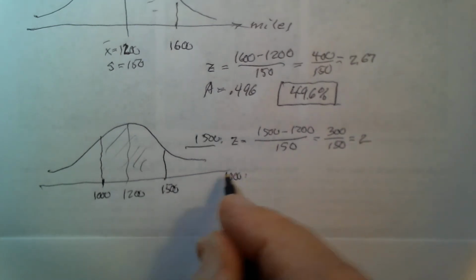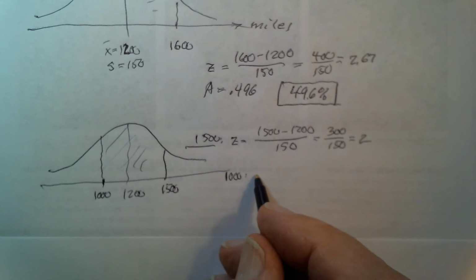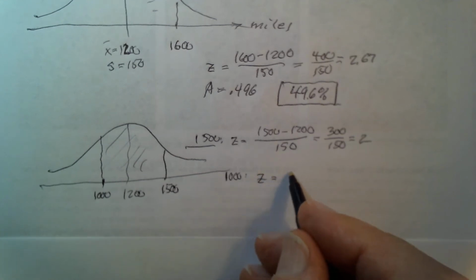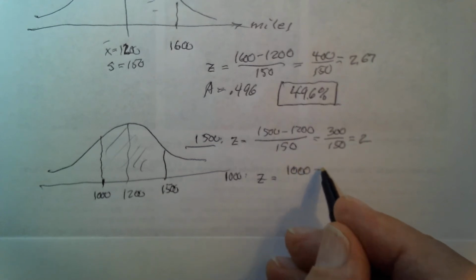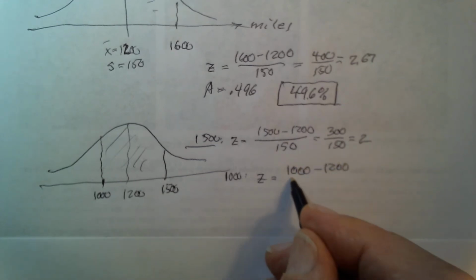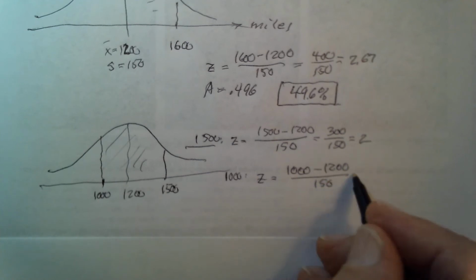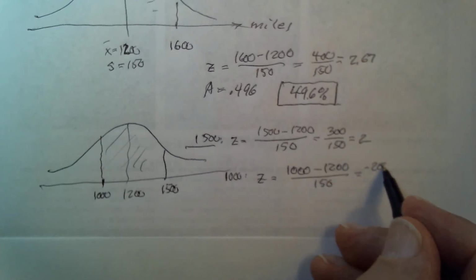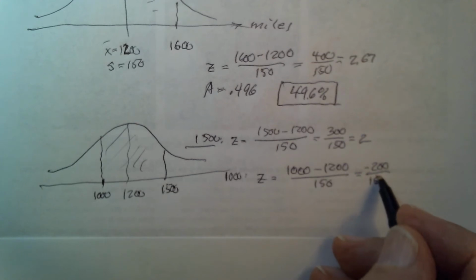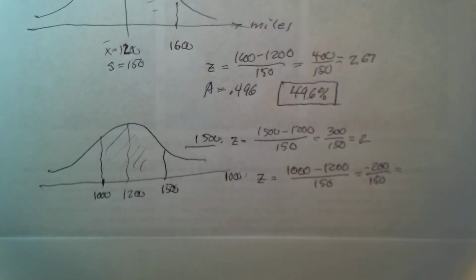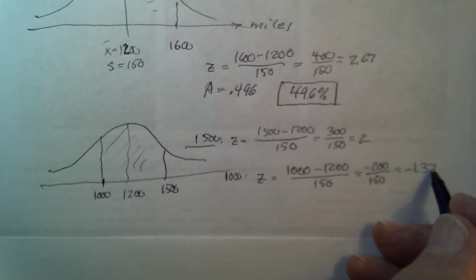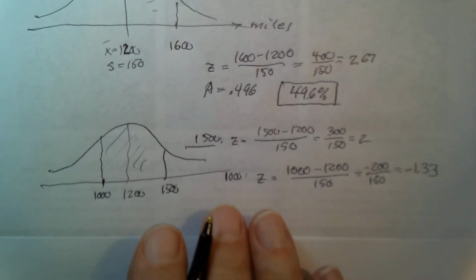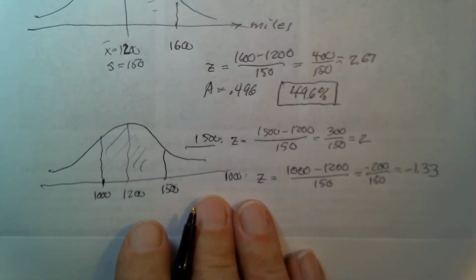And for the other data value of 1,000, the z-score is equal to 1,000 minus 1,200 divided by 150. So that's minus 200 divided by 150. And that's about minus 1.33. So now we need to look up the different areas.